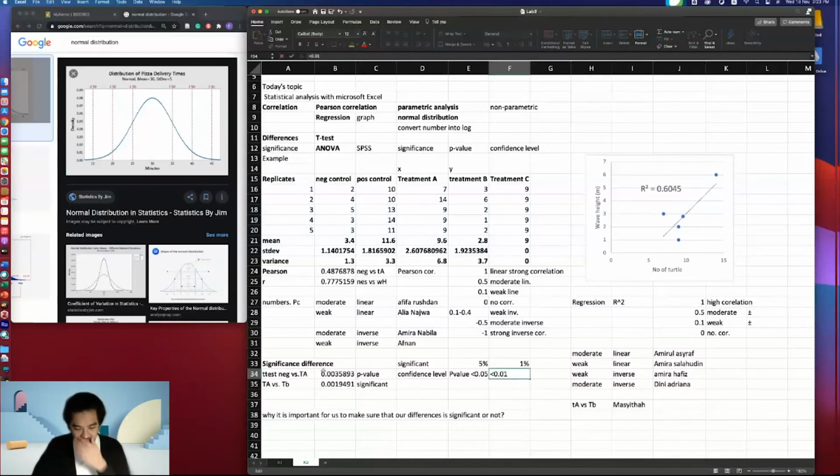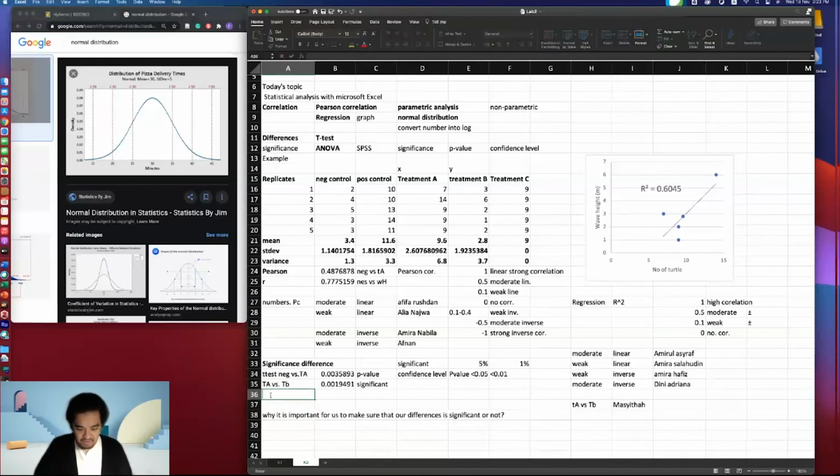Okay, so now you're looking at the t-test here, for example. The t-test indicates 0.0035. Okay, 0.0035 is lower than 0.05, so the difference between the negative and treatment A is significant. For treatment A and treatment B, the p-value is 0.001. If you choose 0.05 as your confidence level, then this finding is significant. Now I'm going to show you the differences that are not significant.